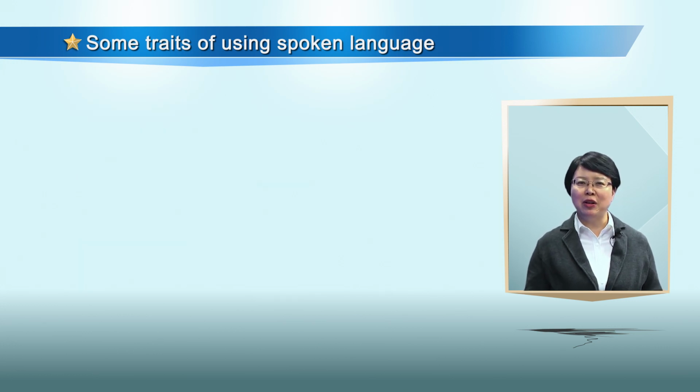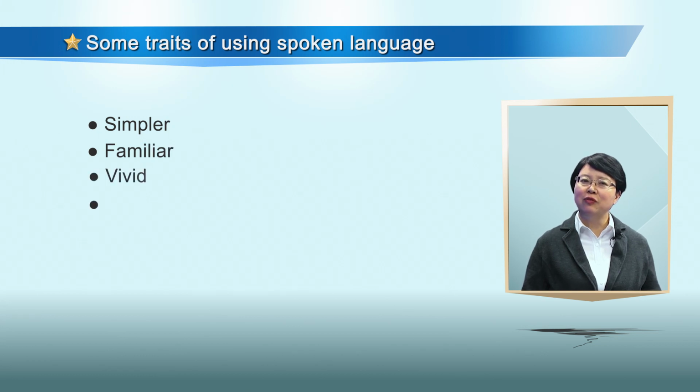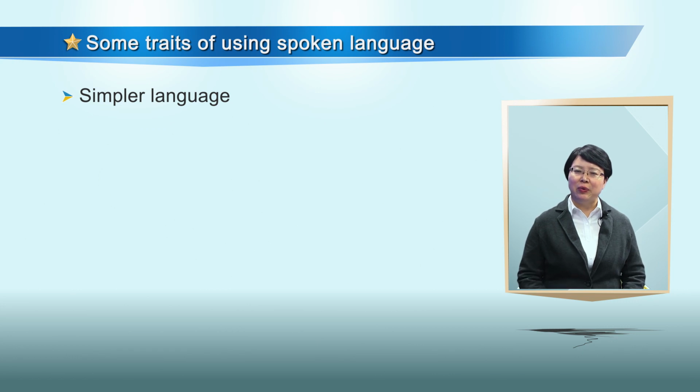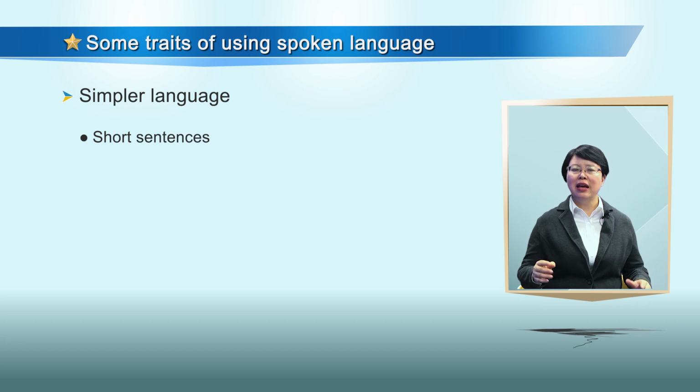Appropriate and effective spoken language used in public speaking has some traits. They are simpler, familiar, vivid, and figurative. To use simpler language, the speaker avoids long, complex sentences as the short ones are easy to catch and remember. The speaker also chooses to use fewer multiple syllabic words or shorter words.